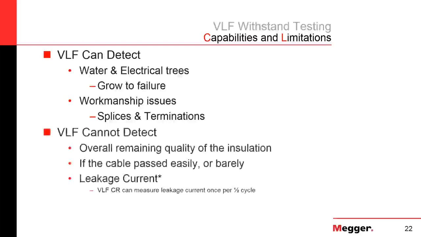VLF cannot tell you about the overall remaining quality of the insulation. Remember, it's just a go, no-go test. It can't tell you if the cable easily passed the test or if it just barely passed. VLF sinusoidal cannot tell you a leakage current, although cosine rectangular can. It measures a leakage current once per half cycle, and this would be pretty comparable to what you would get from a DC test if you're used to doing that kind of testing. And again, ultimately, this is a pass-fail test.